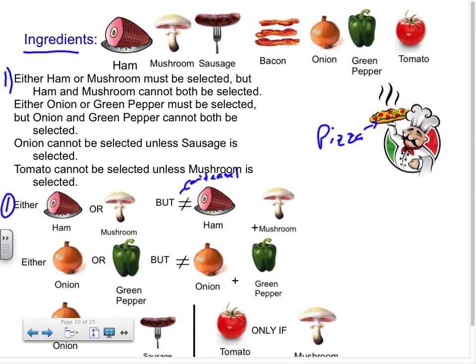So for the second condition, which is right here, we have either onion or green pepper must be selected, but onion and green pepper cannot both be selected. So the second condition is represented by the images down here, and we have onion or green pepper, but can't equal onion and green pepper together. So they can appear by themselves, but not together, similar to condition 1.